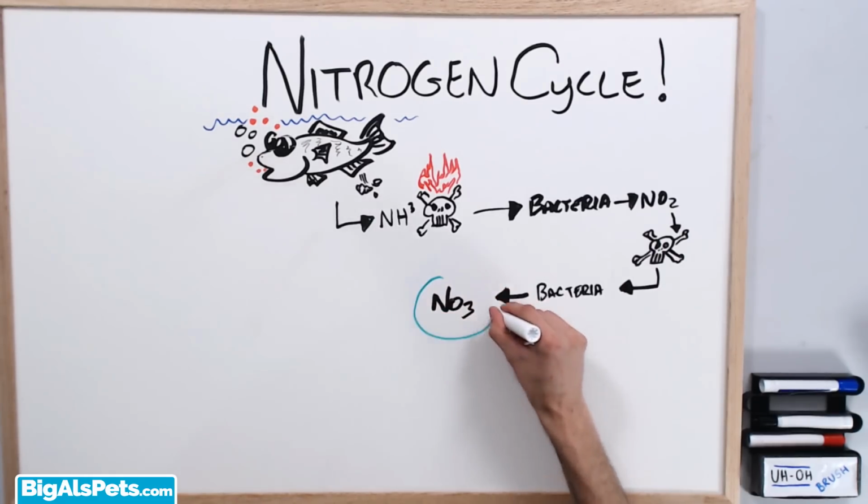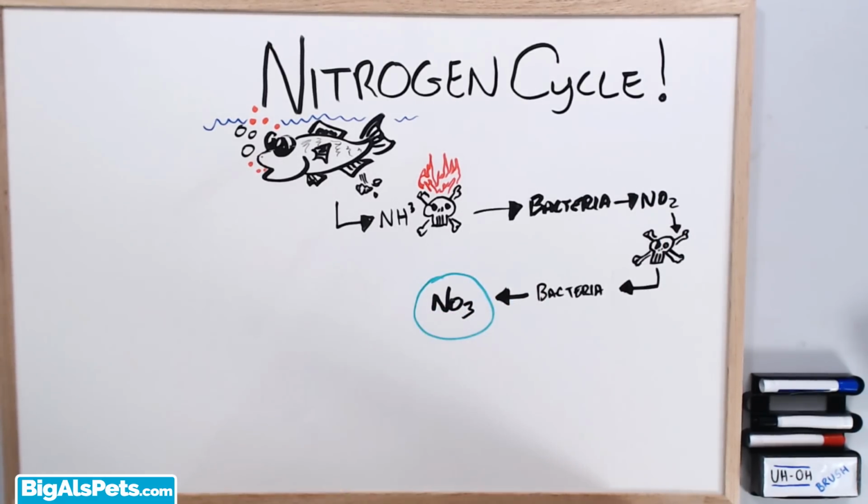Nitrate's a lot safer than ammonia or nitrite. It can get to much higher concentrations than those two other substances and still be safe for fish. That said, you really don't want it getting too high. Anything above 40 parts per million, when you're looking on your test kit, that'll make a lot more sense to you. But 40 parts per million and up can be quite dangerous for most fish.